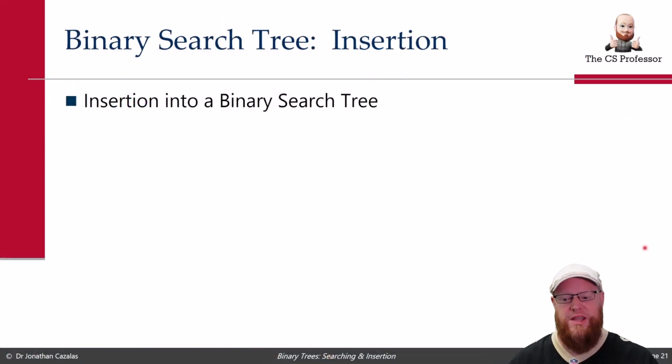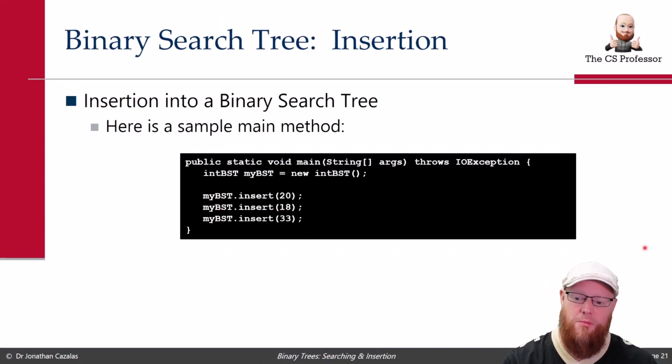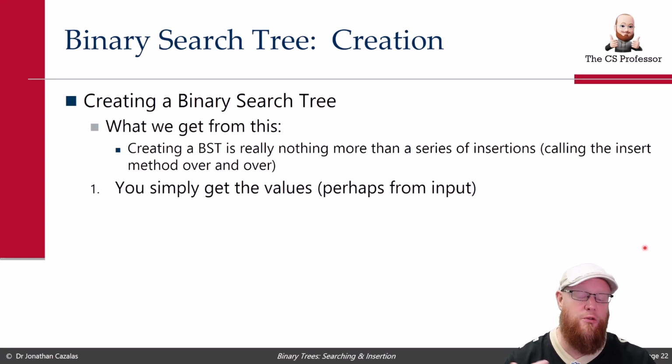So once we understand that, we can really see that in our main method, after making our tree, we simply call mybst.insert(20), mybst.insert(18). The 20 would have become the root. 18 is going to go to the left of the root. Then when we say insert 33, it'll go to the right of the root. And what we can see is that creating a BST, once we've made that object of type BST, is nothing more than a series of insertions, calling that insert method over and over and over.